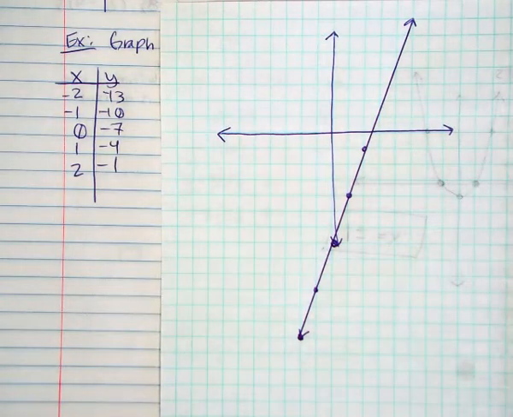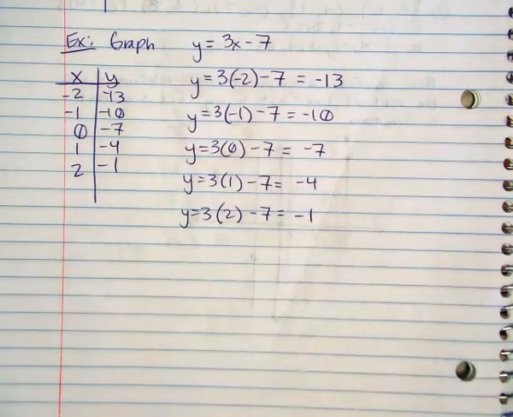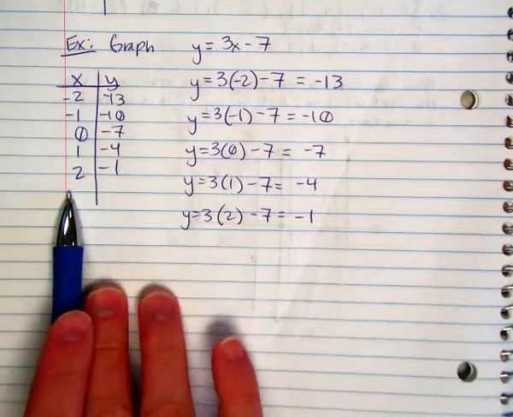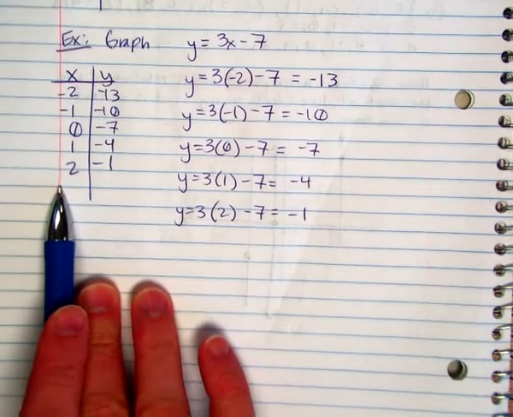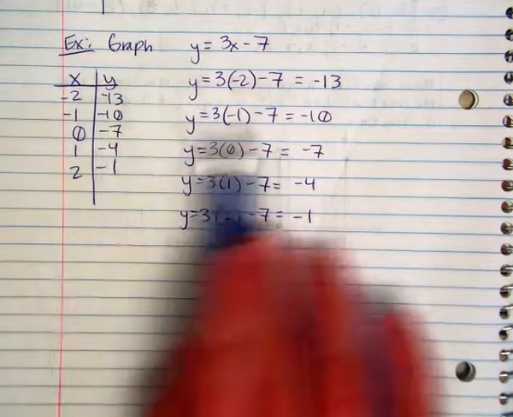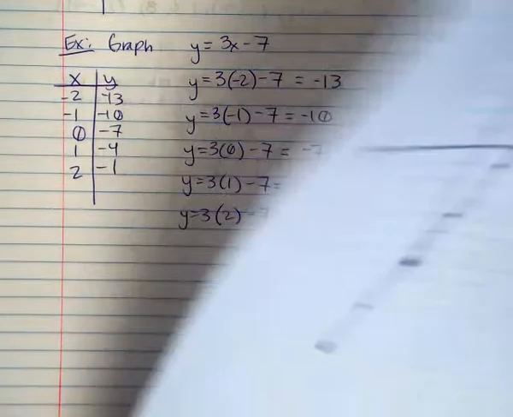And that's the entire process. You take the equation that you had, you choose numbers for x, and you want to choose small numbers, plug each of them in to get the y value, and then you graph them.